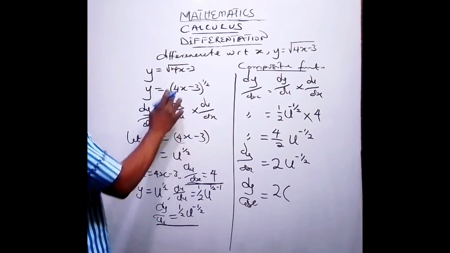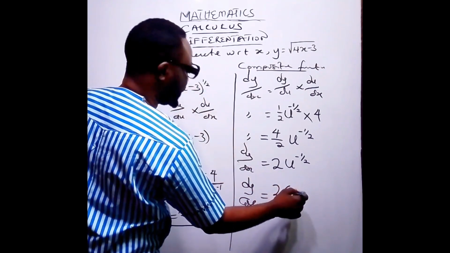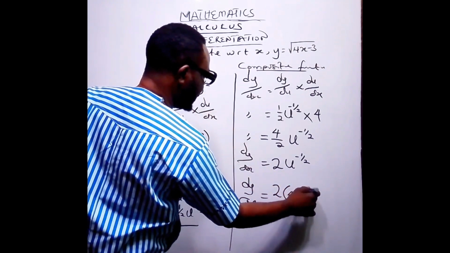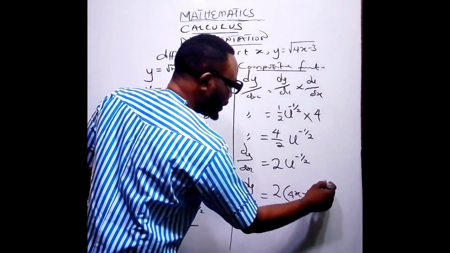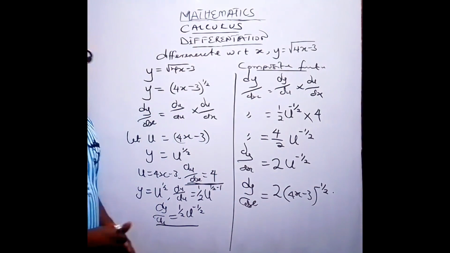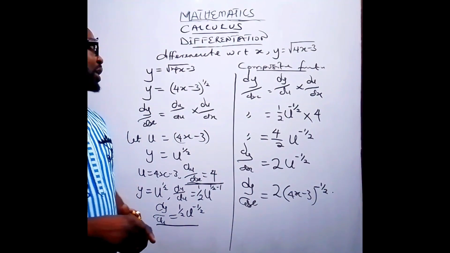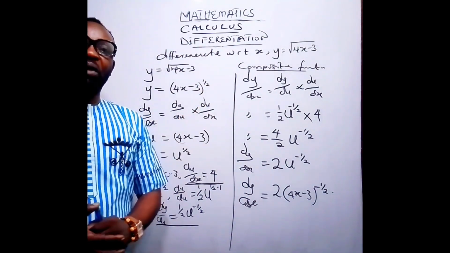Then finally dy/dx will be equal to, what is the value of our u? 4x minus 3. 4x minus 3 raised to the power of what? Raised to the power of minus half. Let's look at another question as well, making use of the composite function.